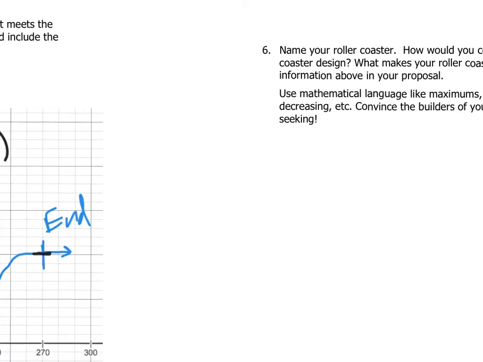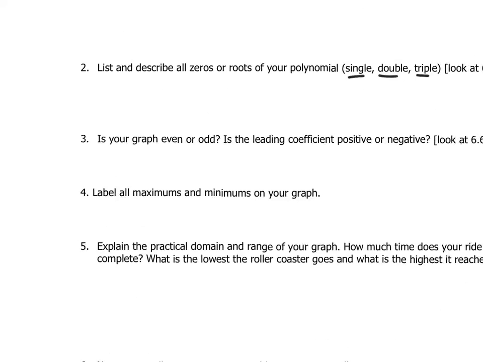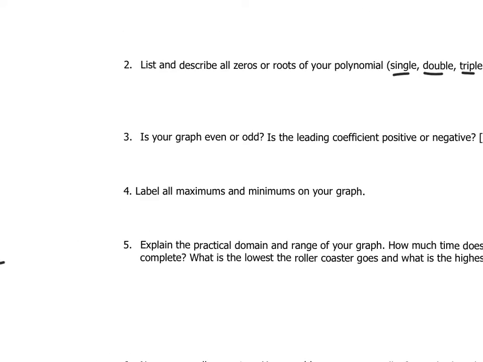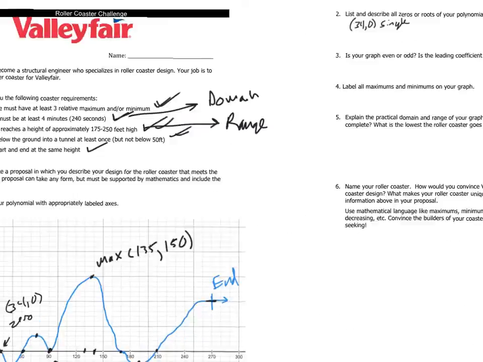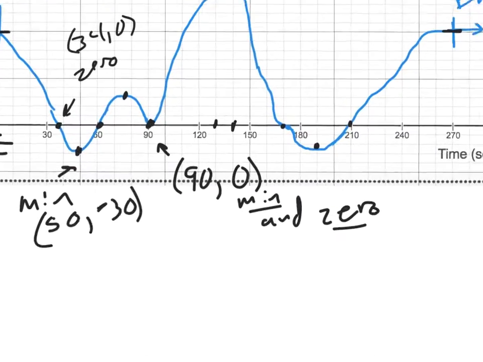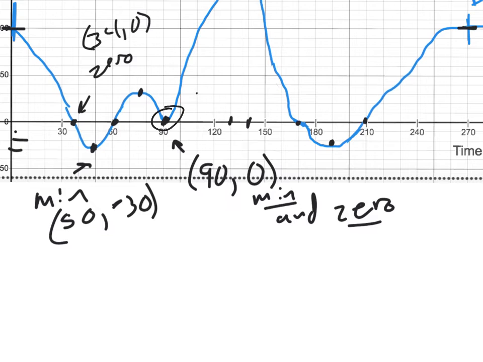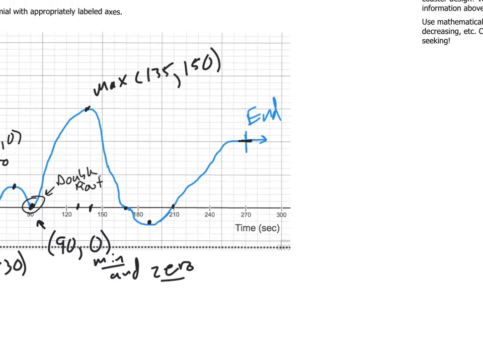So one of my zeros, go over here. You list all of them. I'm just going to list one of them. 34, 0, and that's a single root. Okay, your double roots are where this is a double root right here. That's one of my zeros. That's at 90, so I'd go to 90, 0.